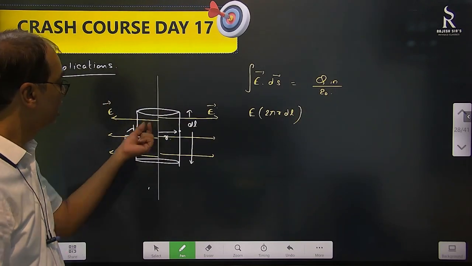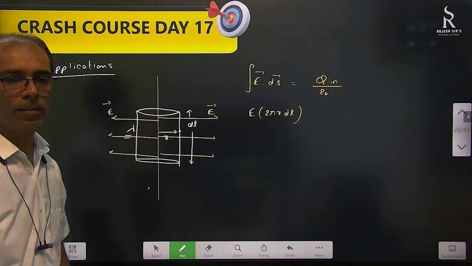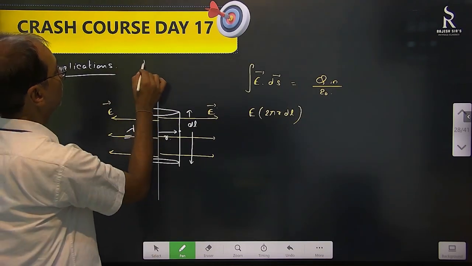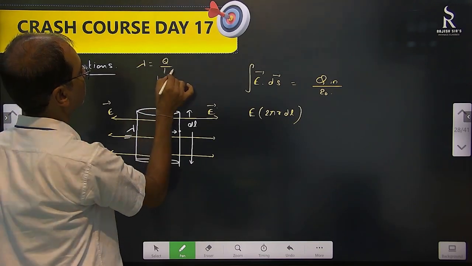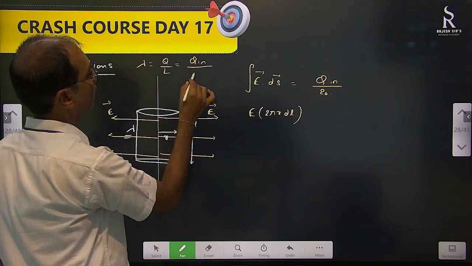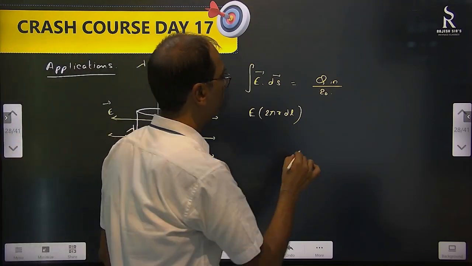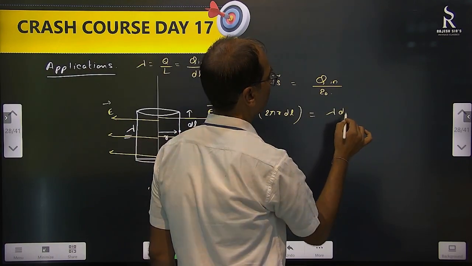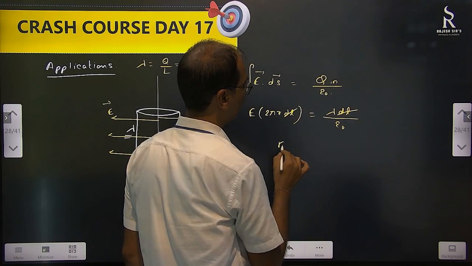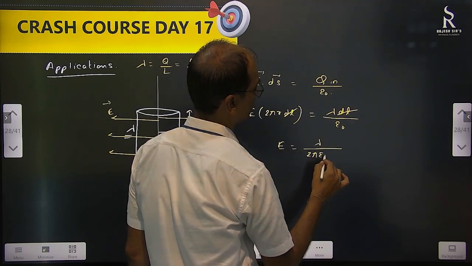Q inside, that means how much is the charge on this wire which is inside this? Now lambda is given. Lambda is what? Charge by length. Lambda is Q by L, that is also Q inside by length inside. How much is the length? dl. So Q in is what? Lambda dl. So lambda dl by epsilon naught. dl and dl cancel. So E value is 2 pi lambda by 2 pi epsilon naught r.